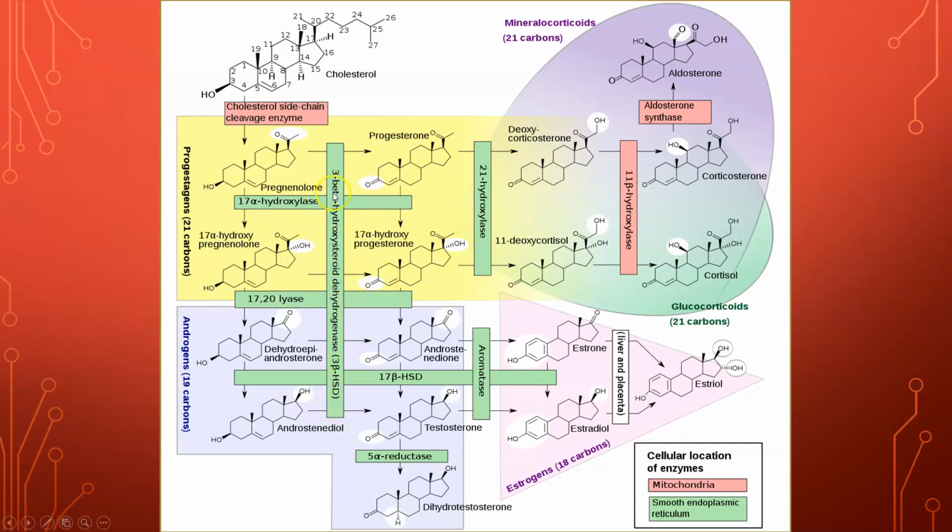The enzymes that are in green are located in the smooth endoplasmic reticulum of the cell, and these three orangey red ones are located in the mitochondria. So this is interesting here. That means that you have to have good mitochondrial function to go from cholesterol to pregnenolone.